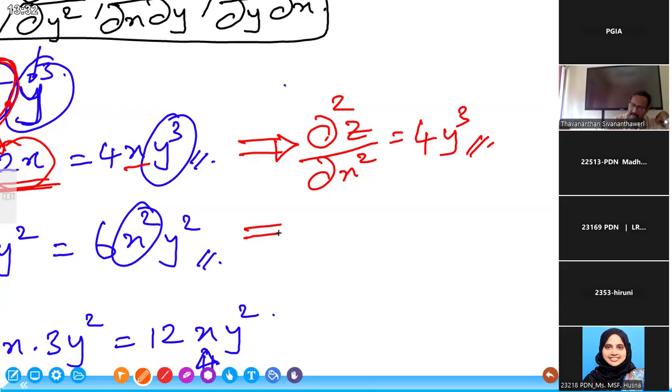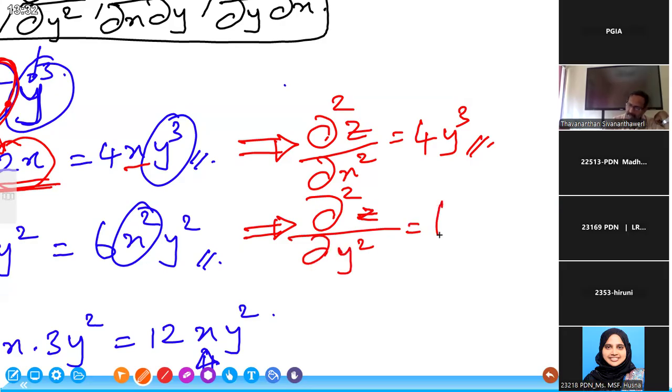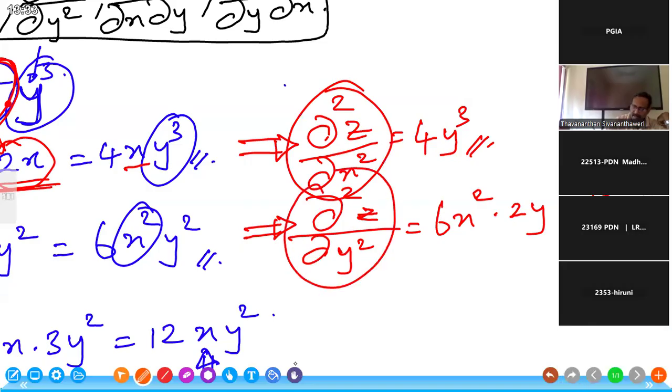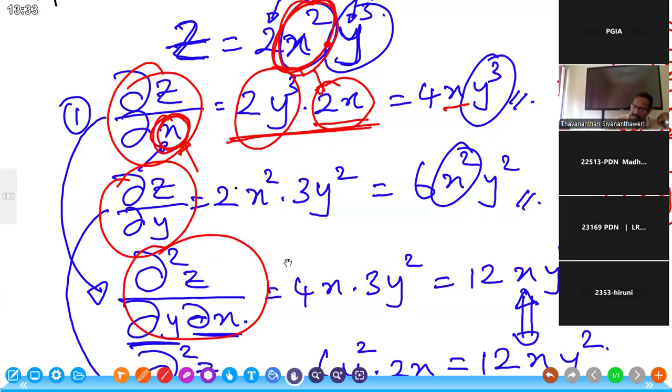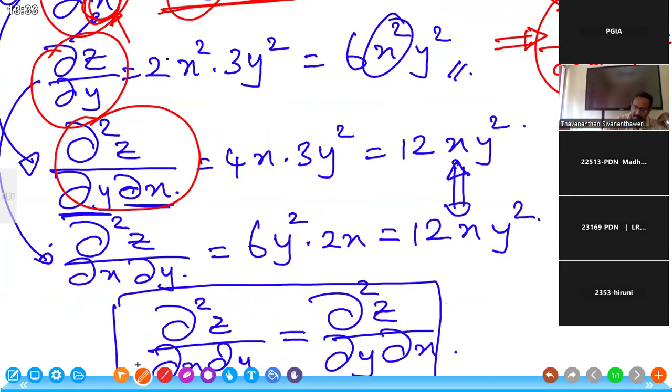Similarly, we could do ∂²z/∂y², which is 6x². We keep it constant, into 2y, which is 12x². So we have gone through all 6 components. This is one component, this is another component, another component, another component, and the last one is this one.